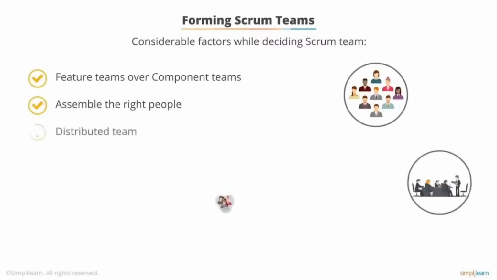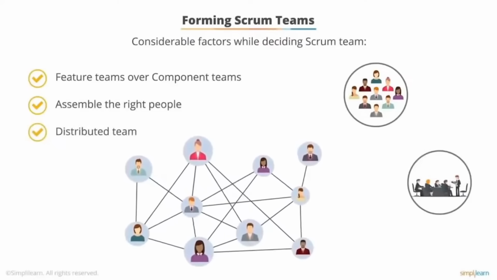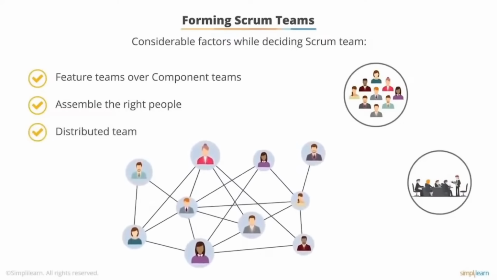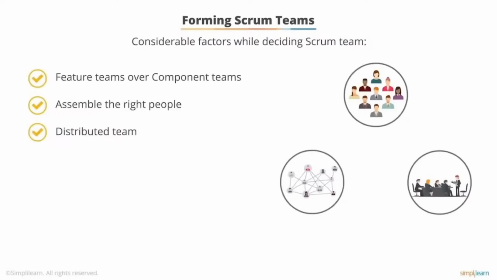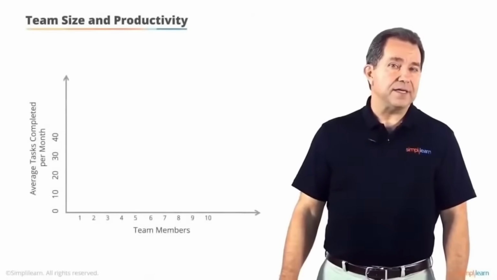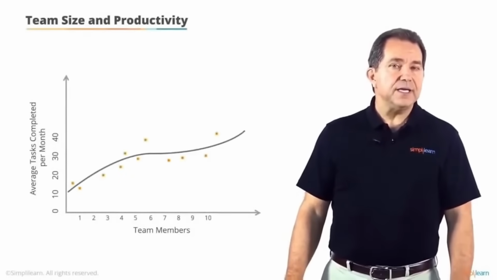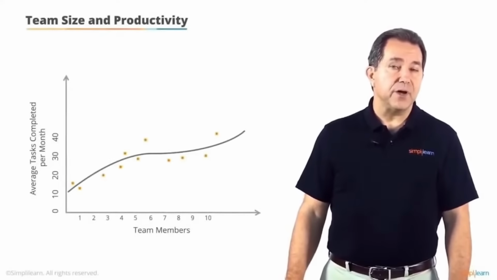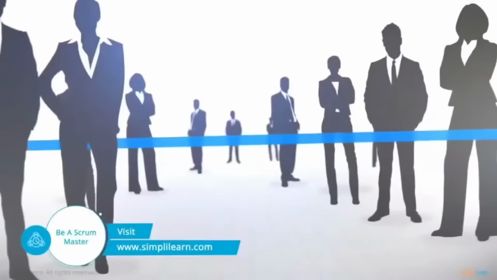Distributed team. A distributed team may be unavoidable. Those based at the same geographical location should be co-located in the same team room. And technology, processes, and ground rules should be put in place to overcome the disadvantages of all team members not being co-located. Plotting team size and productivity will likely result in an S-curve. You can see here that a team can actually be too small or too large. Remember, the sweet spot is 6 plus or minus 3.